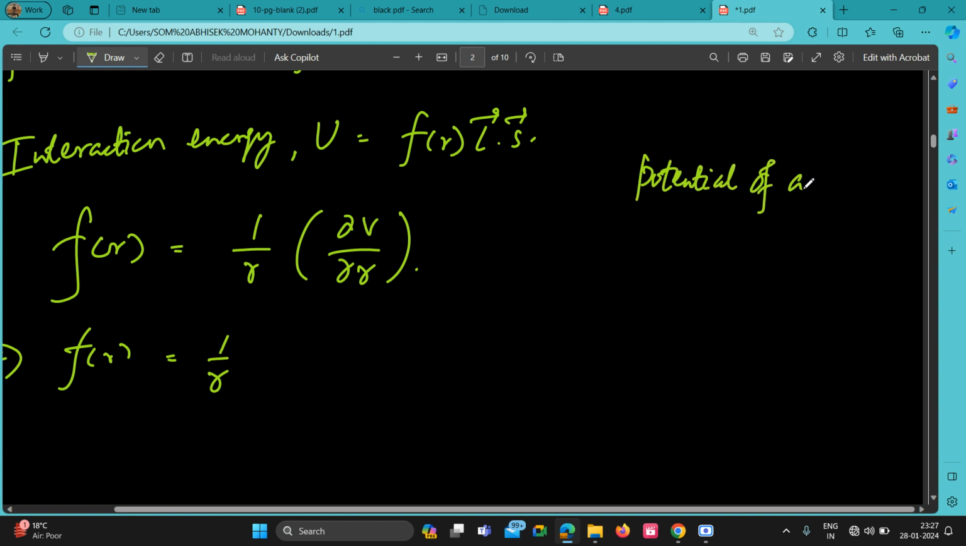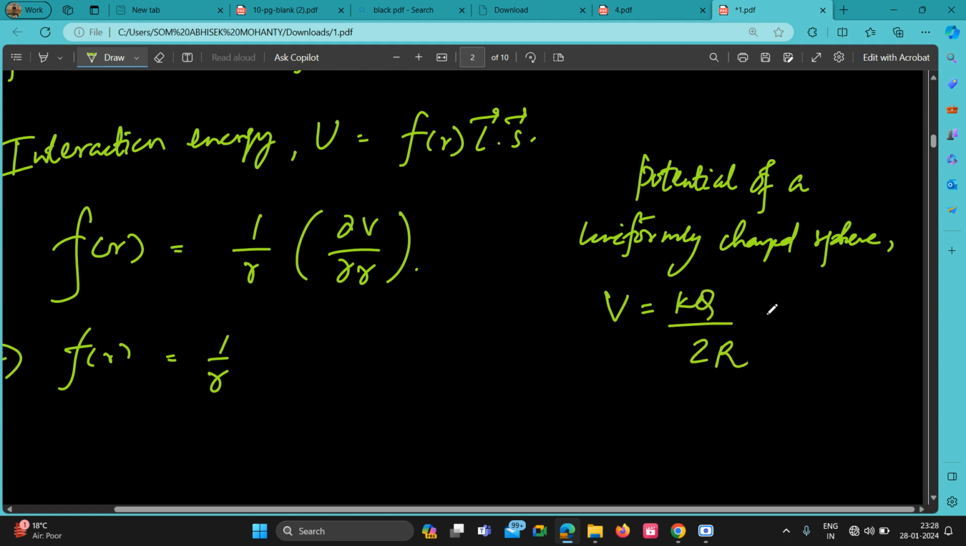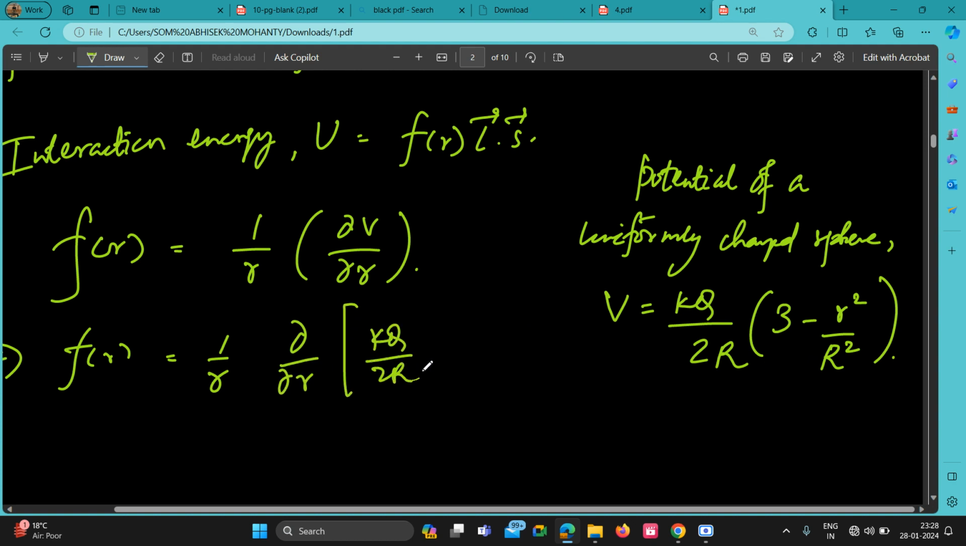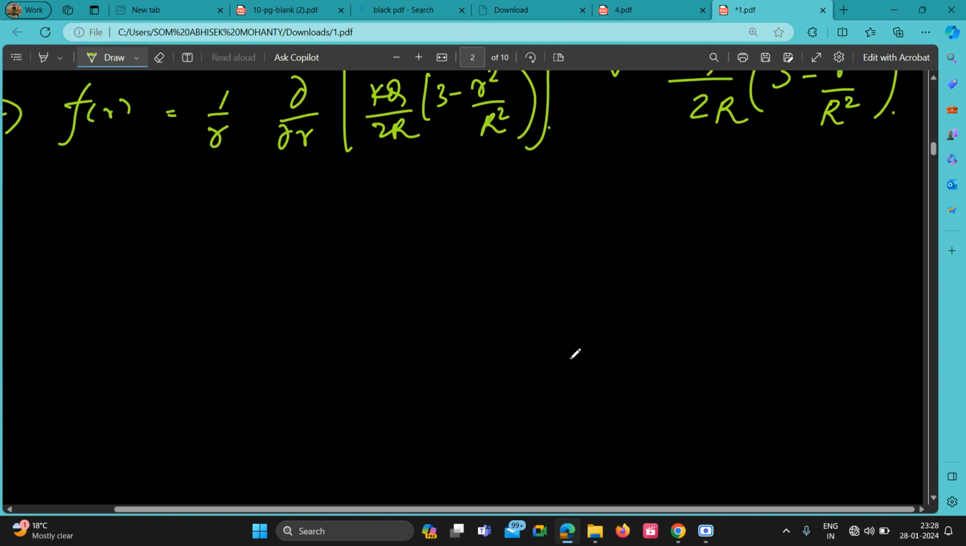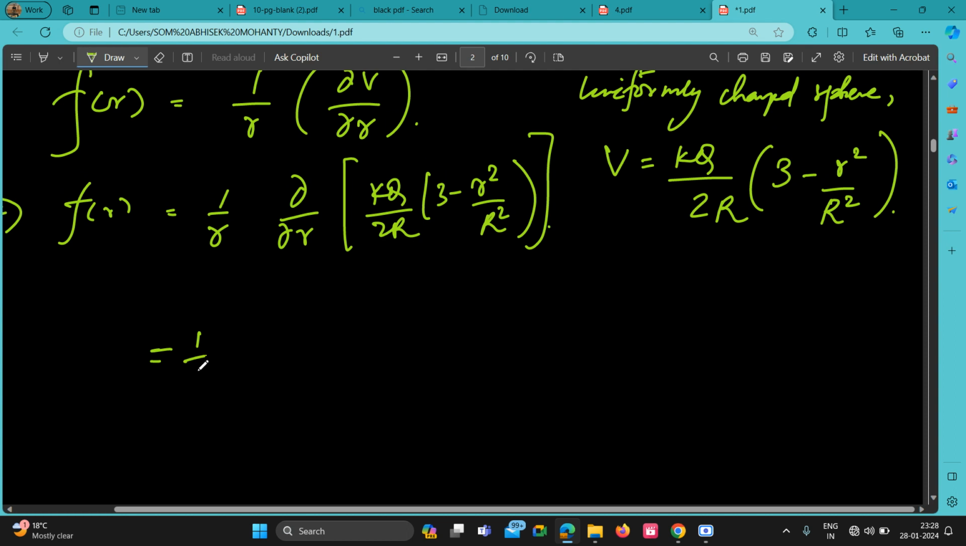Potential of a uniformly charged sphere is how much? V is equal to KQ by 2R. Remember this formula, 3 minus r square by R square. KQ by 2R whole into 3 minus r square by R square. So del by del r of KQ by 2R into 3 minus r square by R square. Yeah, so 1 by r.